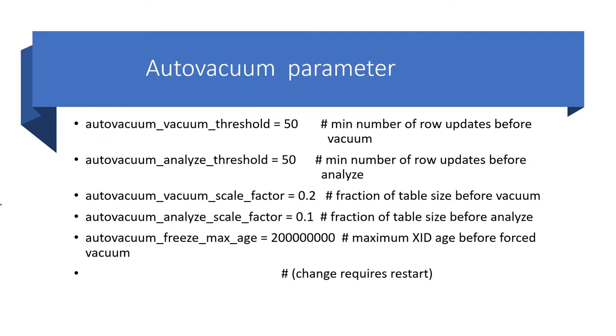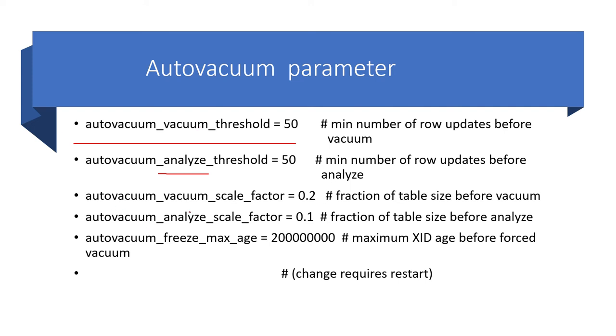Then we have another important parameter, which is auto vacuum vacuum threshold equal to 50. If 50 rows have been updated on a particular table, then auto vacuuming is going to happen on that particular table. So vacuuming and analyzing, they work together. Once there is an update of 50 rows on a table, it is going to launch auto vacuum, so vacuum and analyze is going to happen on that.